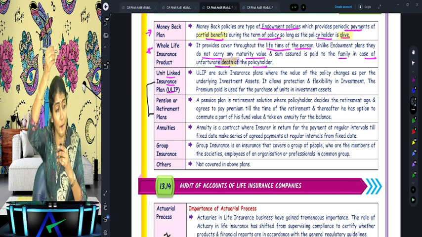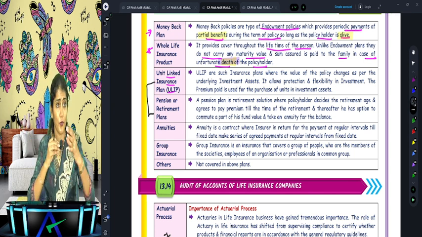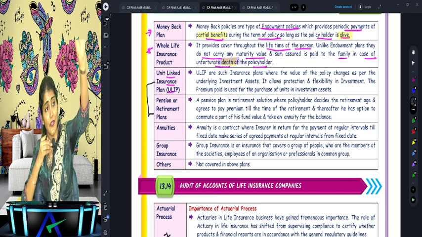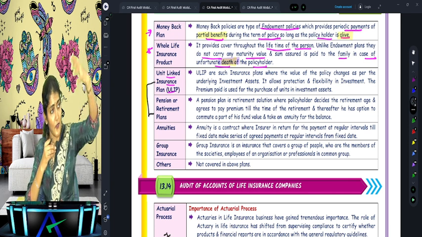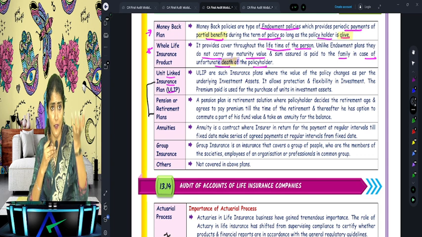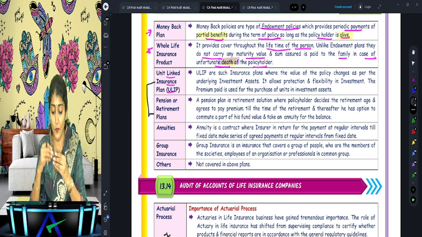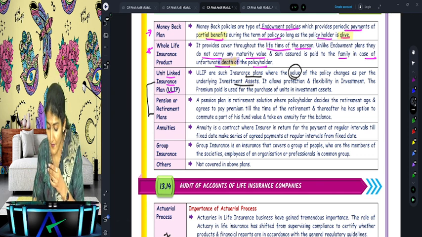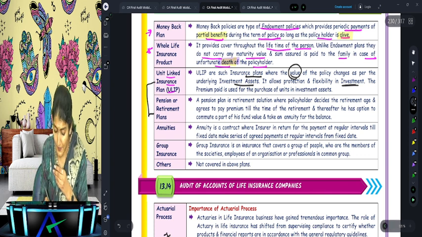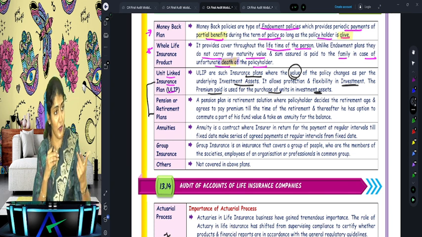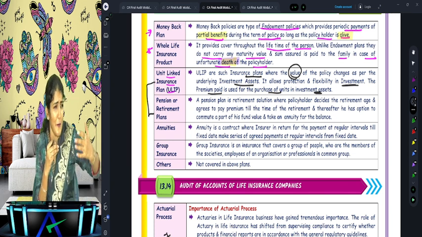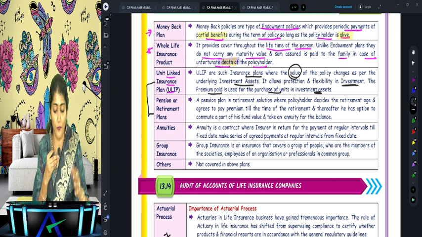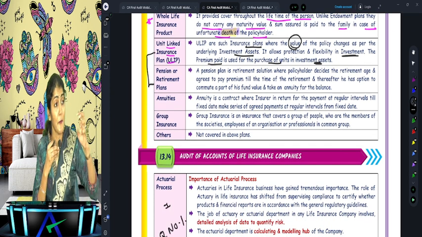So ULIP, right? ULIP means whatever investment you do in the insurance company, that insurance company invests it in the stock market. So based on the fluctuations in the stock market, accordingly the value of your investment will change, right? So ULIPs are insurance plans where the value of the policy changes as per the underlying investment assets. It allows protection and flexibility in the investment. The premium paid is used for the purchase of units in the investment asset, right? So whatever premium you pay goes into that. So it is a type of mutual fund only. That is the ULIP.